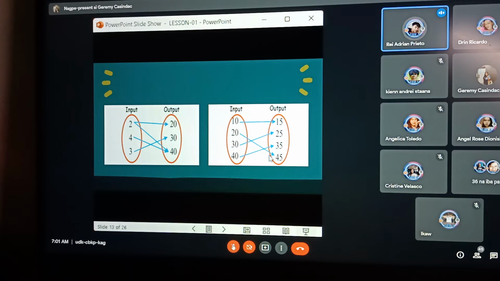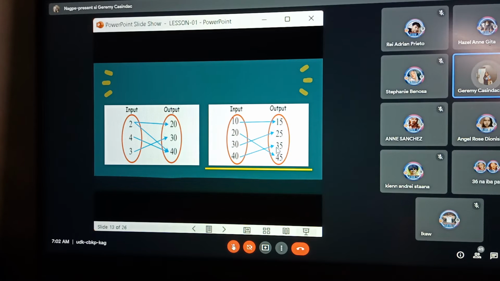Ito ulit yung domain po. Okay, so the function is the second illustration because it is under the correspondence one to one. So, may naulit ba na domain natin? Wala po. Therefore, our second illustration is the function while the other one is not a function.